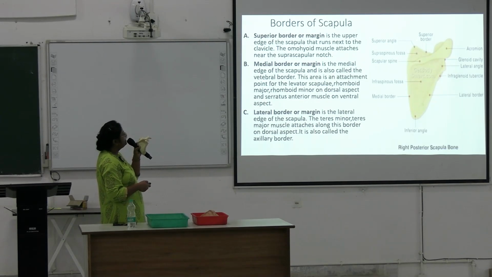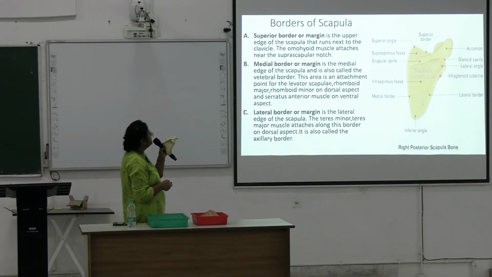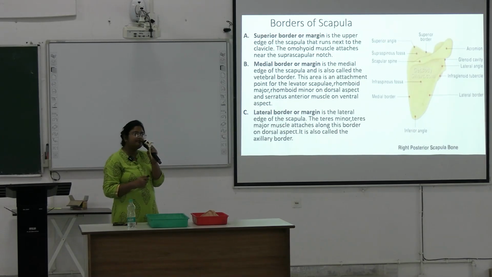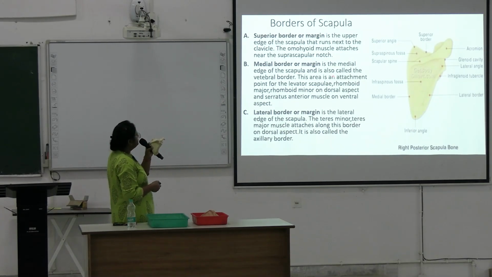Next is medial border. Here is the medial border. Medial border or medial margin, it is the medial edge of the scapula and it is also called the vertebral border. Because it lies near the vertebral column, that's why medial border is also known as vertebral border. And this area is an attachment point for the levator scapulae, rhomboid major, rhomboid minor on the dorsal aspect and serratus anterior muscle on the ventral aspect.